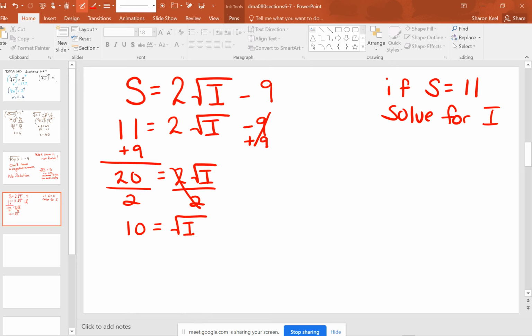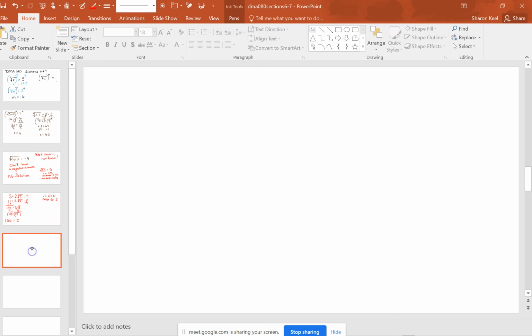And in order to get I alone, we're going to apply what we just learned. It's a square root, so if I raise it to the second power, the I comes out. That also means I take the 10 and I square the 10. When I square the 10, 10 times 10 would give me a 100. Okay? So that's all that we're actually doing in this part as we're working with section 6.